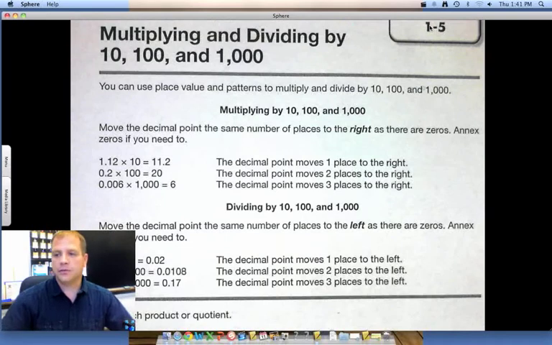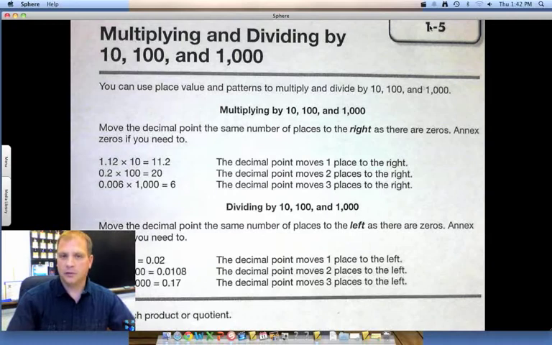Today's objective is for you to be able to use place value and patterns to multiply and divide by powers of 10. We've been working with decimals, so a lot of what we will be doing today is working with decimals in terms of multiplying and dividing. The patterns can be used to determine the location of the decimal point in the product when multiplying a decimal by 10, 100, and 1000.